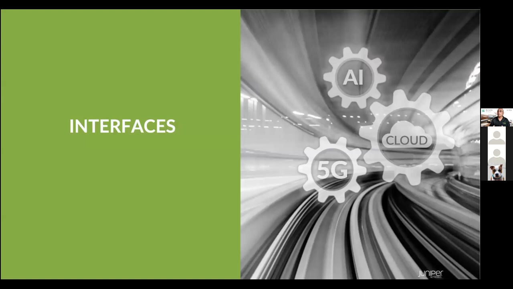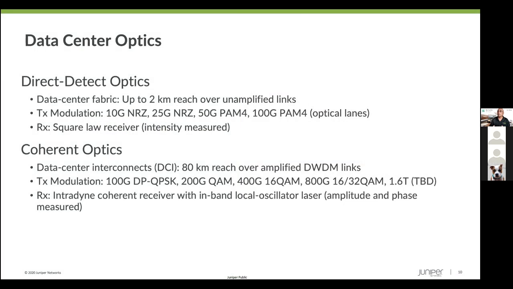The second area is interfaces. So as I said, optics are the way to go. So data center optics. Today, most of the focus has been on the direct detect optics, right? Where, up to 2 kilometers, you can go over unamplified links. Most of the technology is NRZ-based modulation. PAM4 has evolved up to 100 gig and maybe even 400 gig, or using multiple optical lanes at low speed.